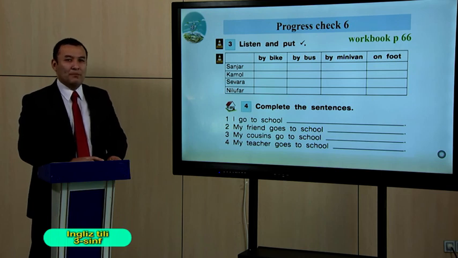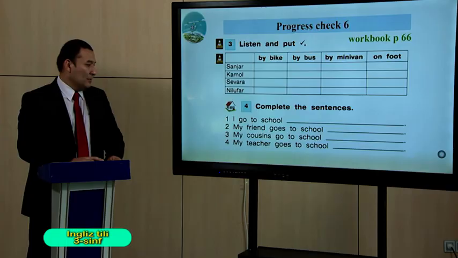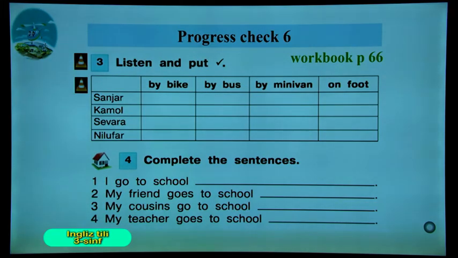For example, I go to school. How? By bus, by car, on foot. I go to school. When? Qachon? In the morning or in the afternoon. My friend goes to school. And in this way, you may finish the sentences. Do it, please.